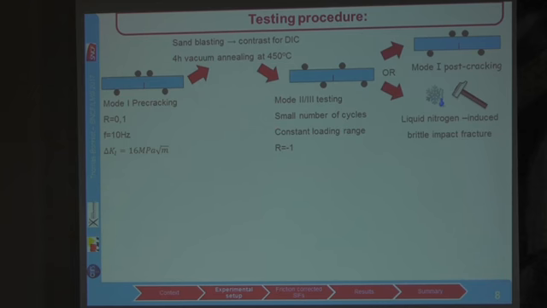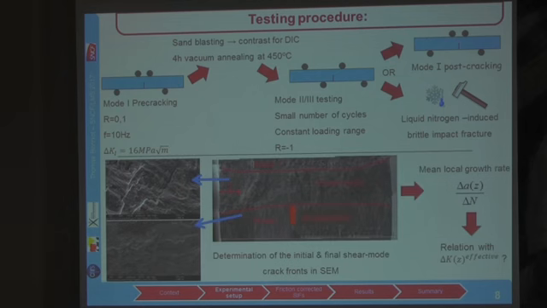And the specimen is then post-cracked using either mode 1 post-cracking or liquid nitrogen-induced fragile fracture. And once the specimen is broken, we are able to access the initial and final shear-mode crack fronts. By measuring the distance between each of those crack fronts, we are able to access the mean local growth rate. And the aim is then to do the link with the effective stress intensity factors.